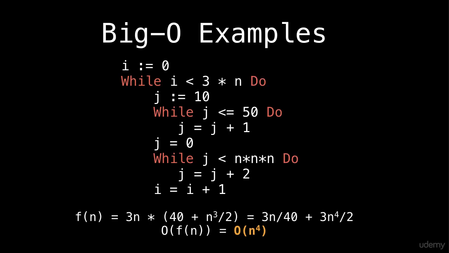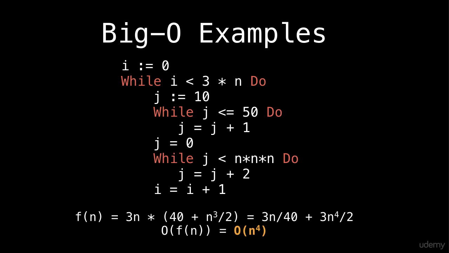Alright, this next one looks very similar, but it's actually quite different. On the outer loop with i, we have i going from 0 to 3n. So there's 3n work done on the outside. But we have to multiply that by what's going on the inside. On the inside, j goes from 10 to 50. So that does 40 loops exactly, every loop. So that's a constant 40 amount of work.